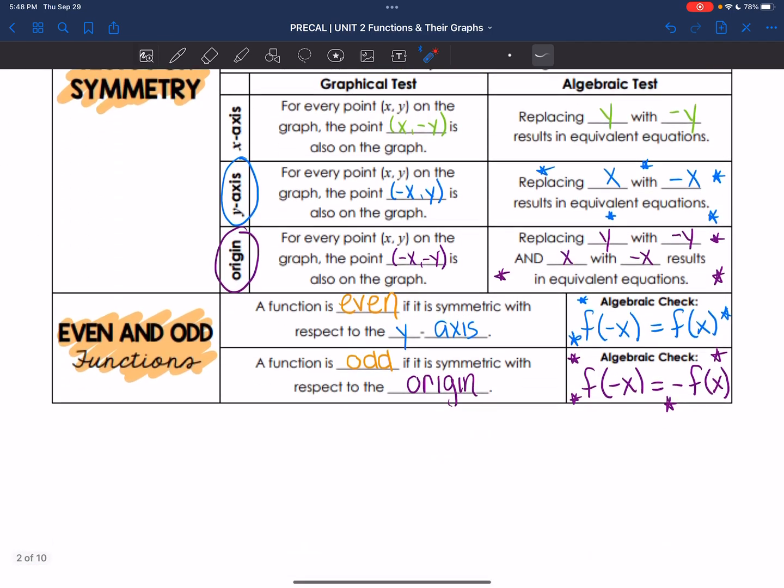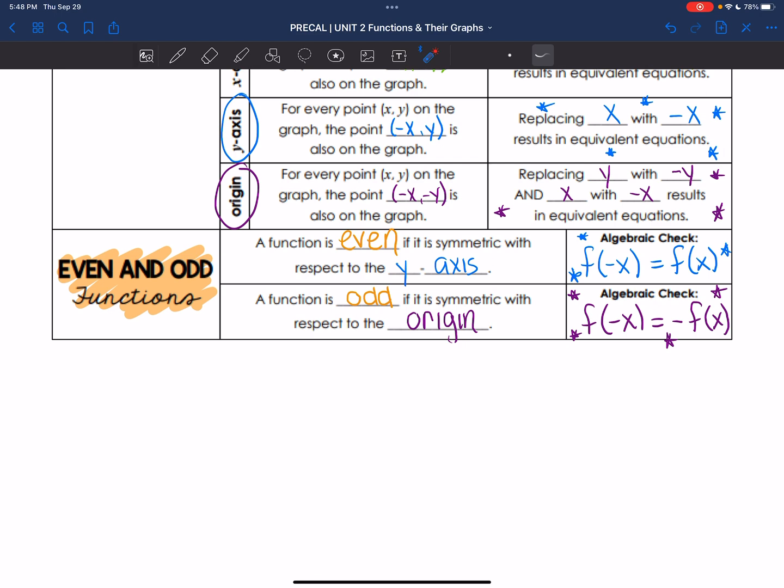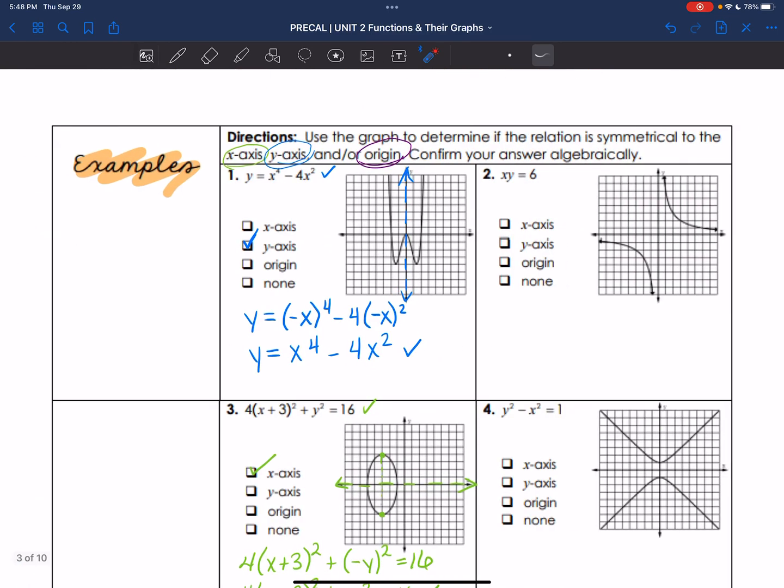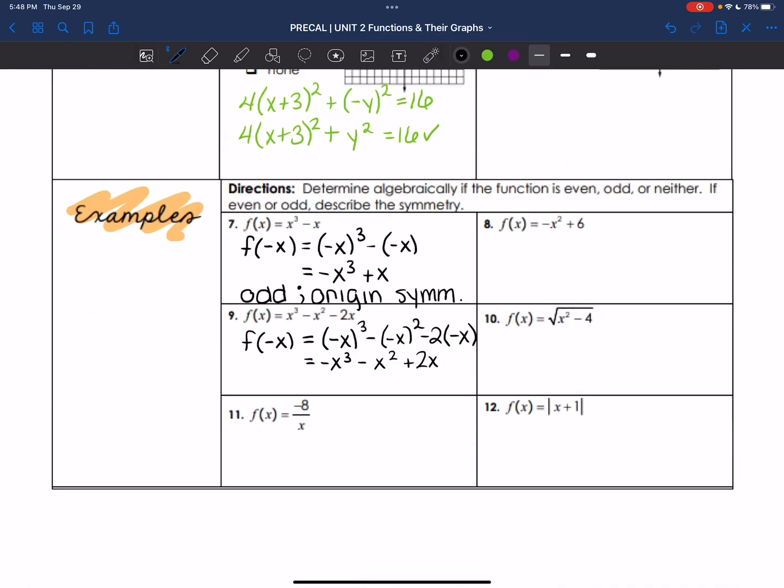Guys, it doesn't seem to be following either one of these. It's not exactly the same as the original, and not everything is made opposite. This implies that this is not an even or odd function. It has no kind of unique naming of it. It's not even or odd. So sad. We'll just put none.